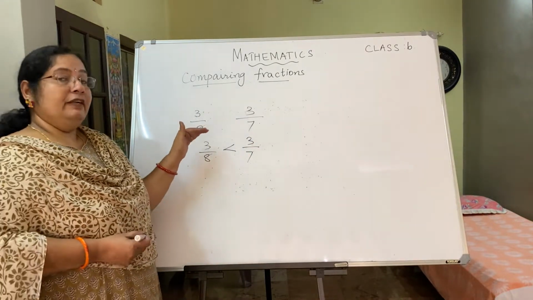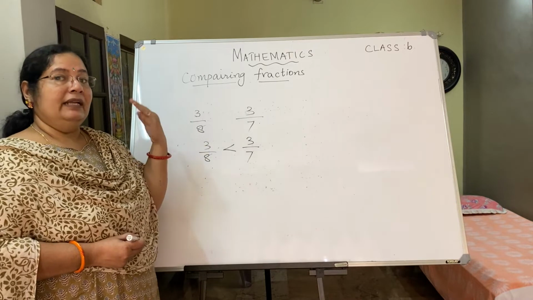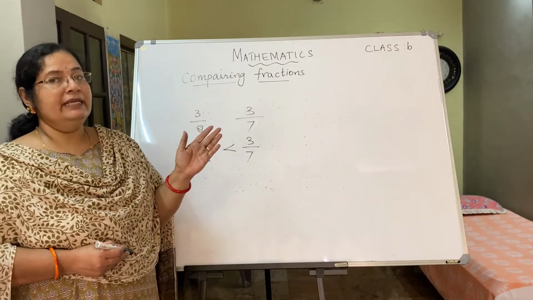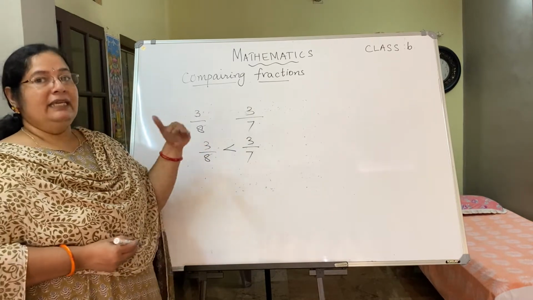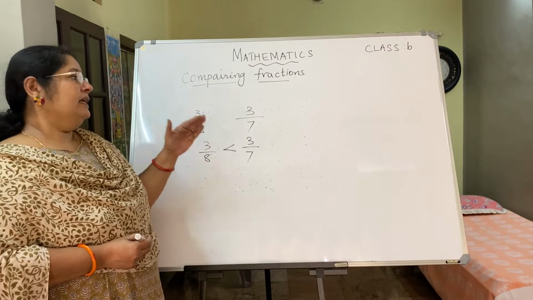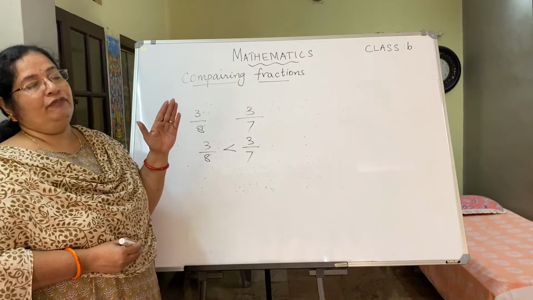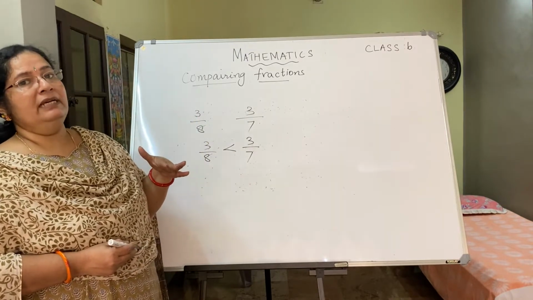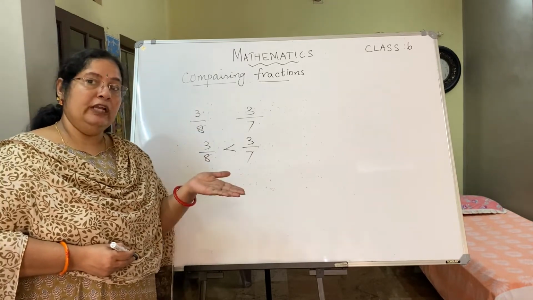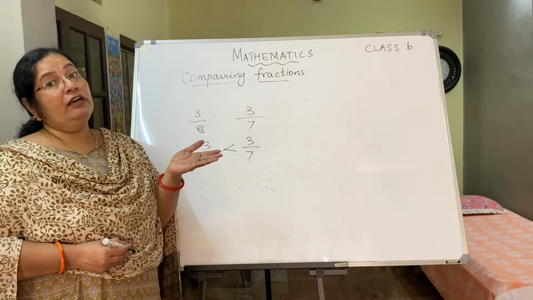So, have you understood the difference of comparison here? Like fractions: compare the numerators, the greater numerator gives the greater fraction. Here, when you have the same numerator but different denominators, compare the denominators. The fraction with the greater denominator will be the smaller fraction.